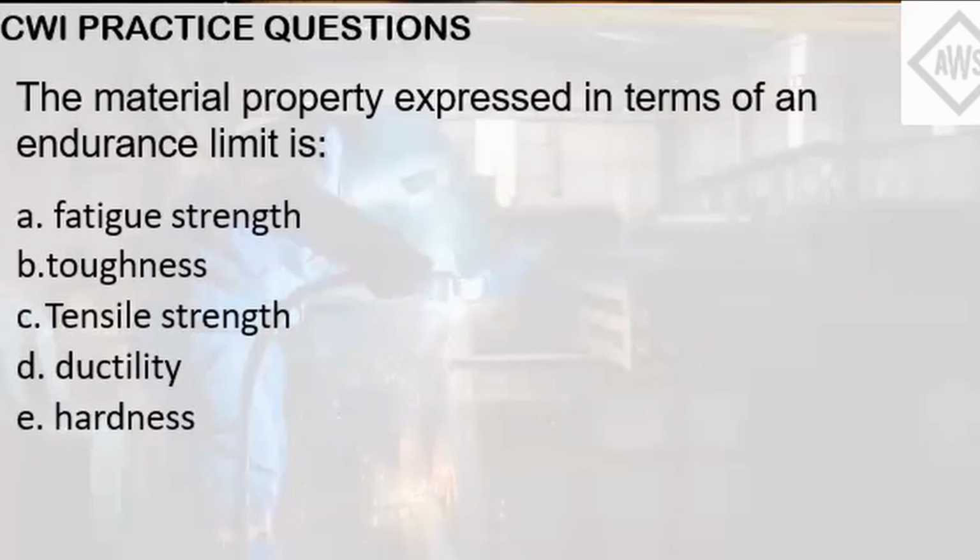Looking at the other choices, toughness is the resistance of a material against impact, tensile strength is the capacity of the material against a given load, ductility is the property of a material to yield against a load without breaking, and finally, hardness is the resistance of a material against indentation. Hence, the answer here is letter A, fatigue strength.